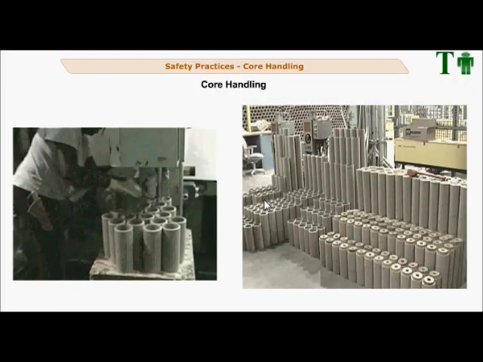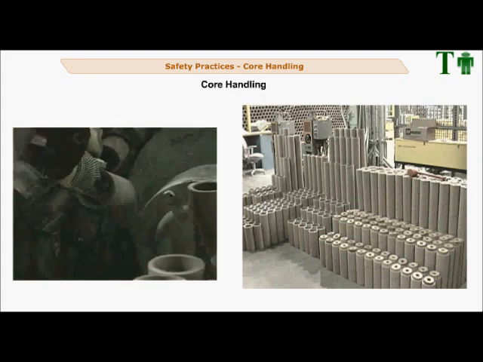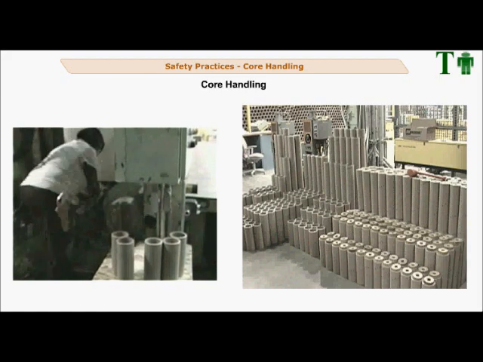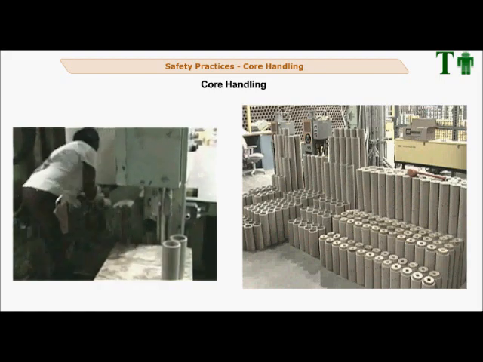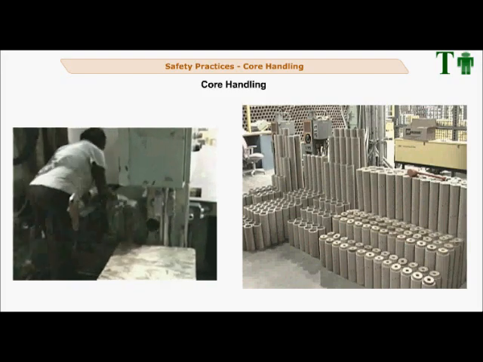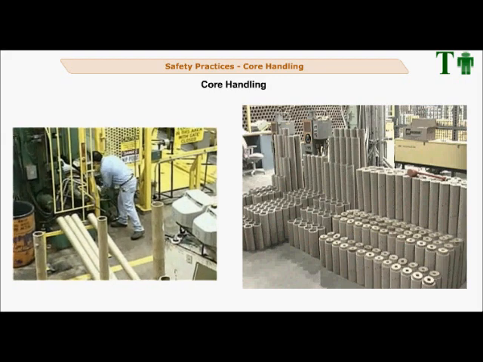Core handling. Cores are routinely handled by loading them onto a core loading table or into a core loader or into the drum pocket manually. Larger cores can be heavy and must be handled more carefully. Never reach into the winder, and a core loading stick or device should be used.